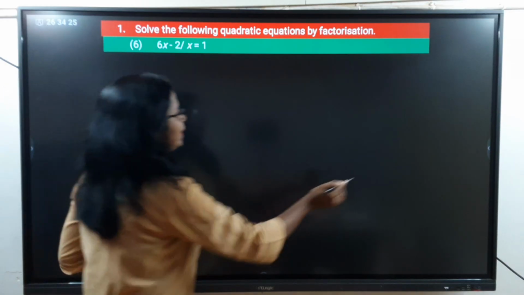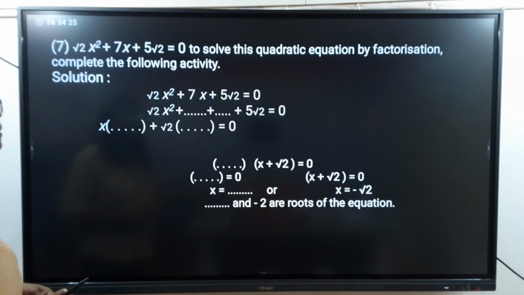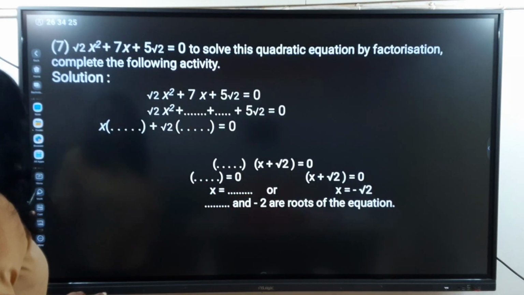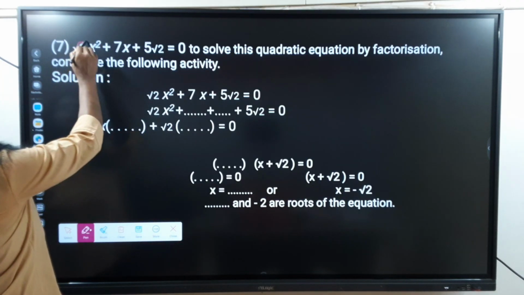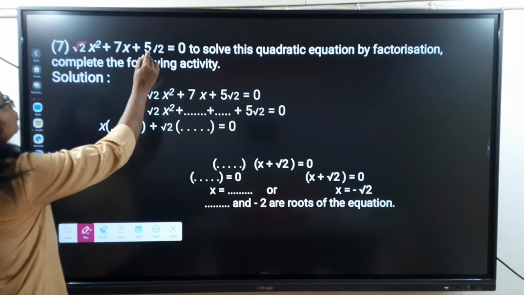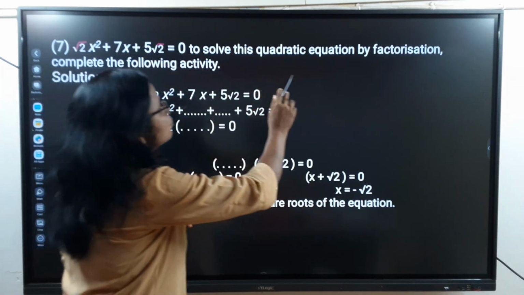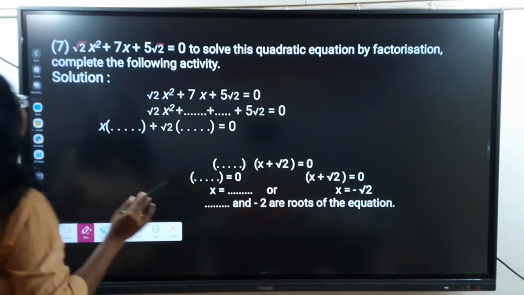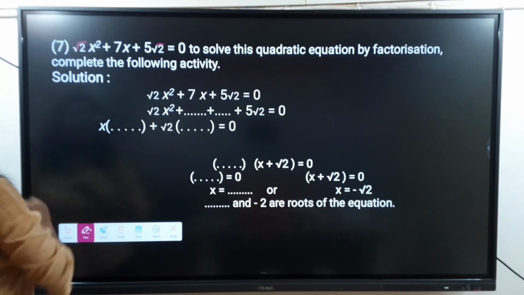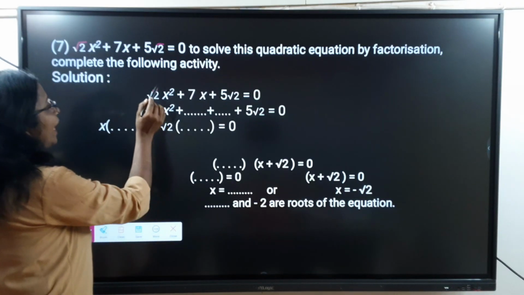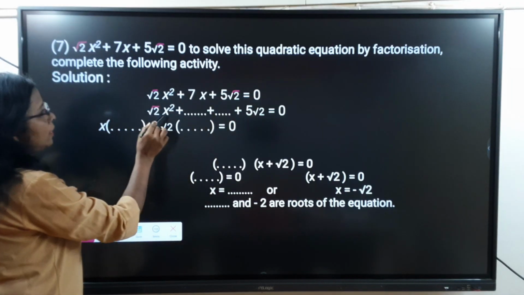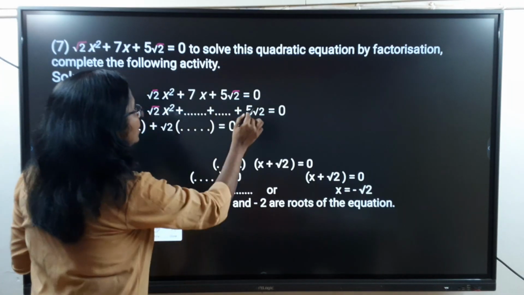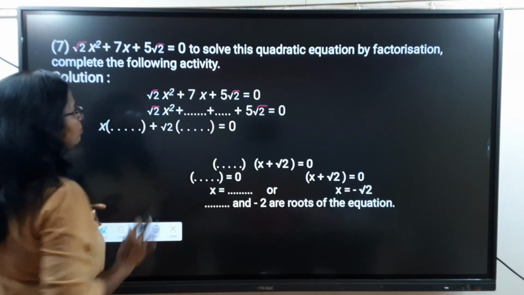Now students, the next example is an activity based question. The equation is root 2 x square plus 7x plus 5 root 2 is equal to 0. To solve this quadratic equation by factorization, complete the following activity. So the solution: root 2 x square plus 7x plus 5 root 2 is equal to 0. We have to write down these two mid terms.